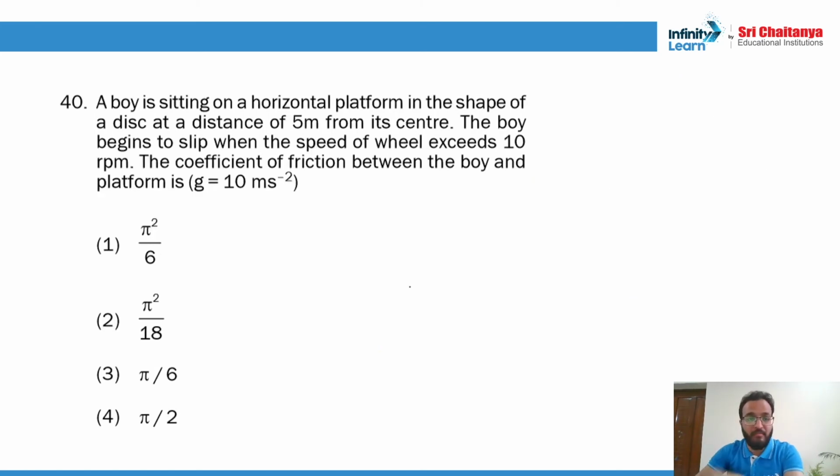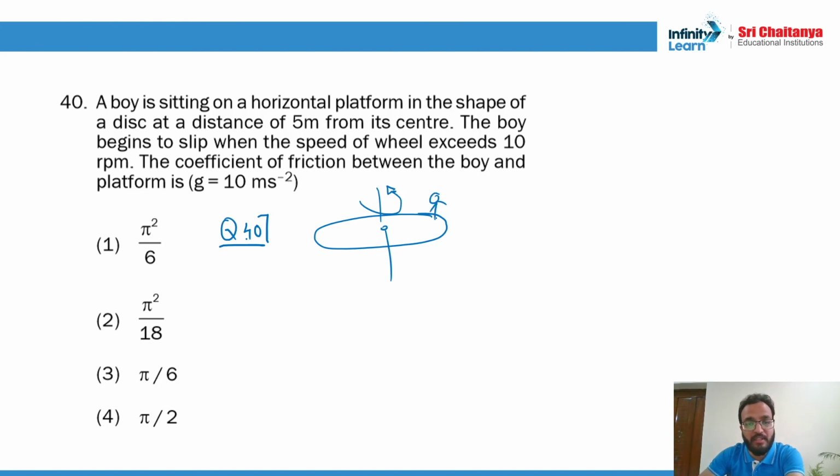Okay, now question number 40. Let's do question number 40. A boy is sitting on a horizontal platform in the shape of a disc. Okay, so now the disc is rotating and the boy is sitting here. So who is providing the necessary centripetal acceleration to the boy? You will say it is provided by the, that is this omega square r. Who is providing this? It is being provided by the limiting friction.